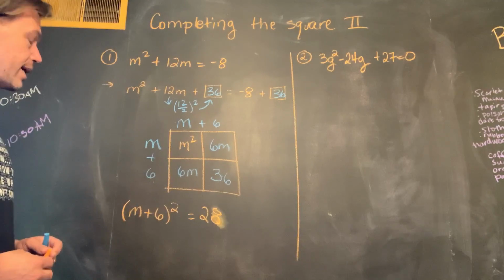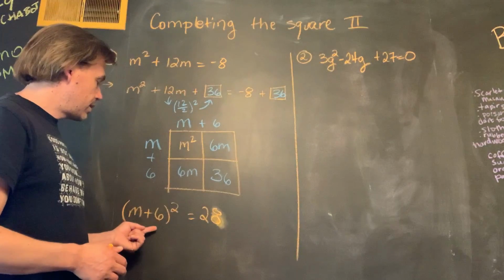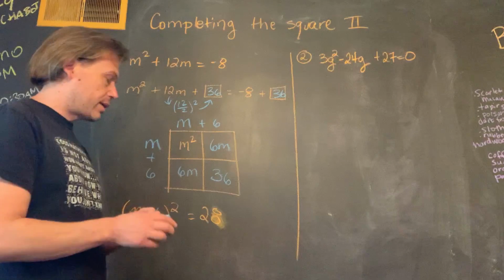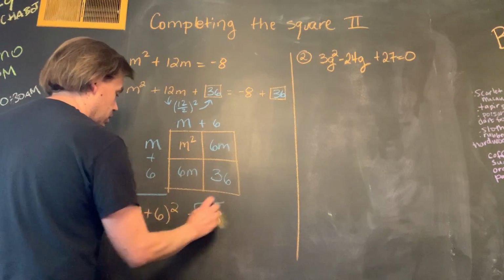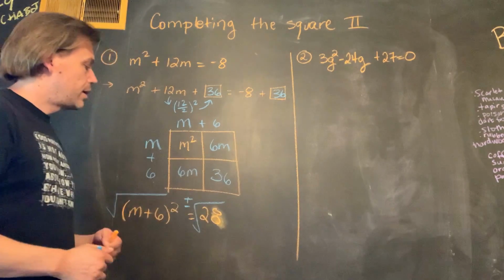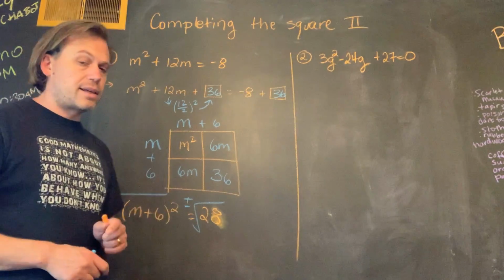Okay, now, to answer this question, to finish this off, I need to get rid of this squared term. So I need to take the square root. And I'm going to do that on both sides of the equation. When I take the square root, remember there's two answers. It could be the positive, the principal square root, or it could be a negative.